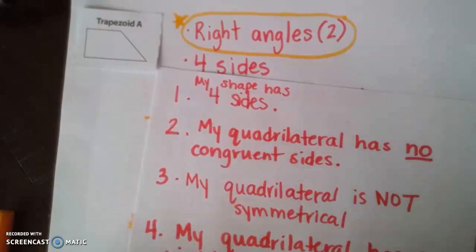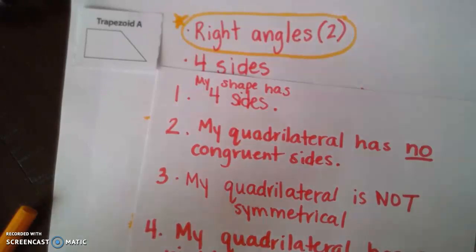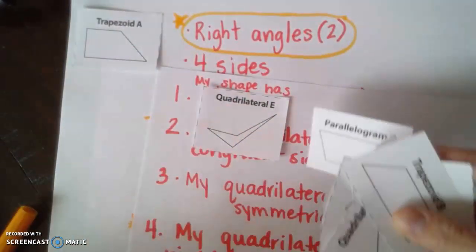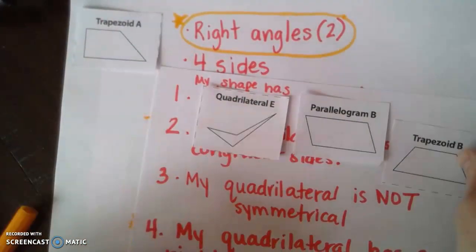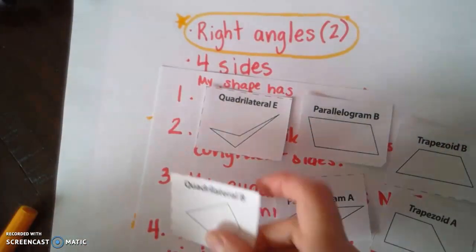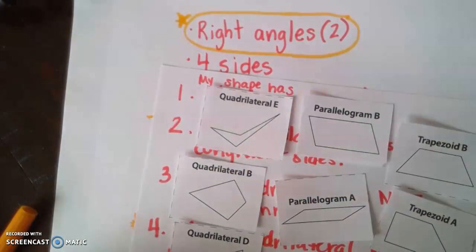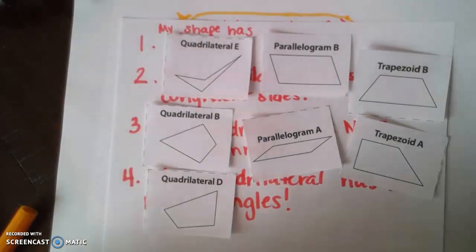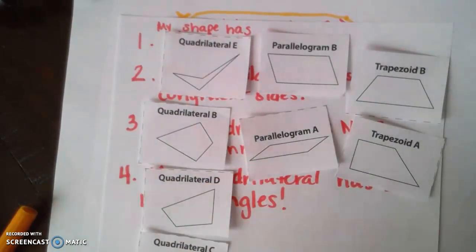Okay, my quadrilateral is not symmetrical. So there goes all my rectangles. I can't use any rectangles. So now I'm down to just quadrilaterals, parallelograms, and trapezoids. Okay. Testing it out to see if it works.